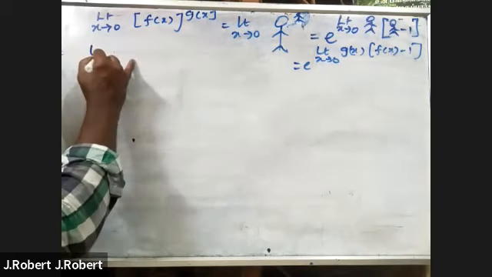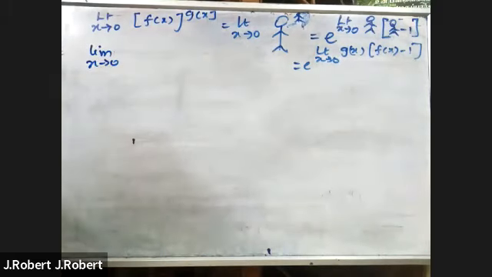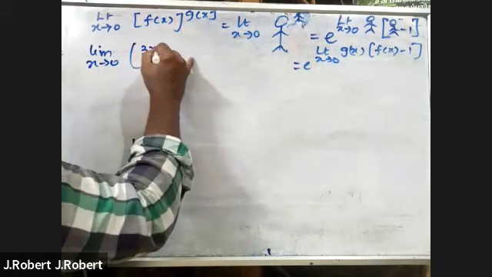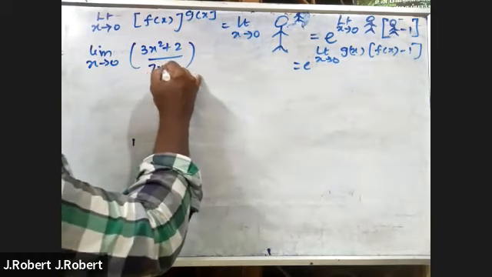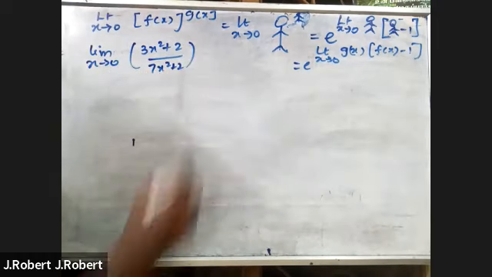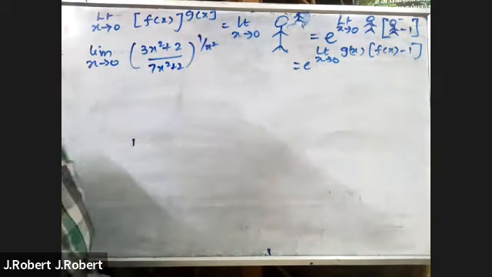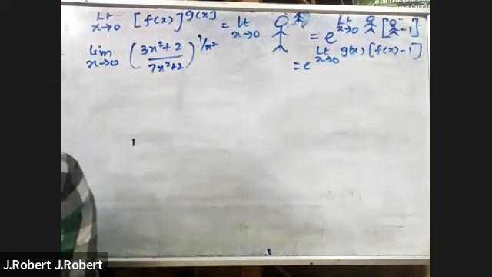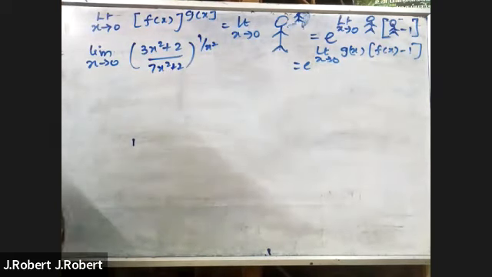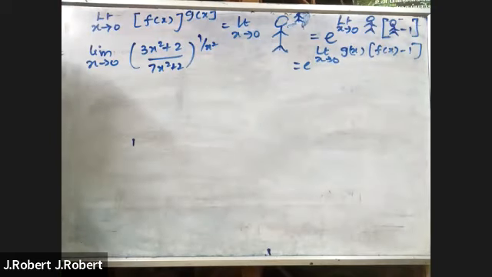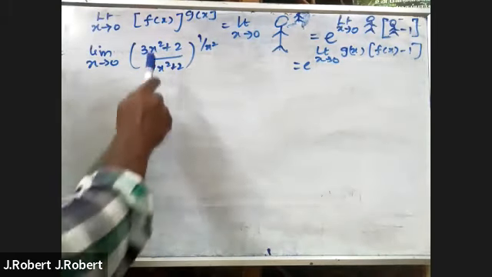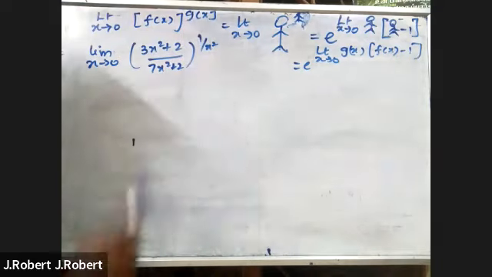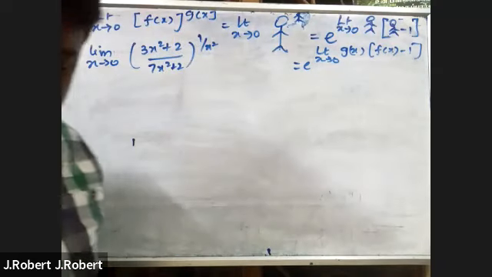Are you ready? Right, evaluate limit x tends to 0, 3x square plus 2 divided by 7x square plus 2 whole power 1 by x square. Please listen carefully. I'm just requesting you, this type of problems are all very important. இந்த example கேட்டிருக்காங்க ஒரு 4 வருஷத்துக்கு முன்னாடி, 2019 ல கேட்டிருக்காங்க. Only thing இதுல யூஸ் பண்ண போறீங்க, this is f.